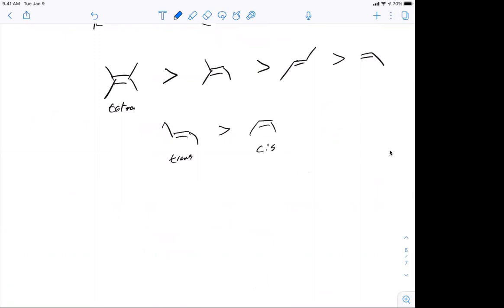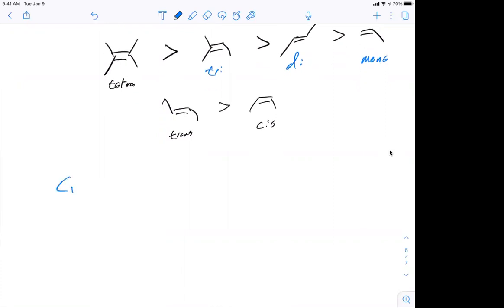Okay, so tetra, tri, di, and mono substituted. The other thing to look at is cyclic alkenes. And I misspelled it.